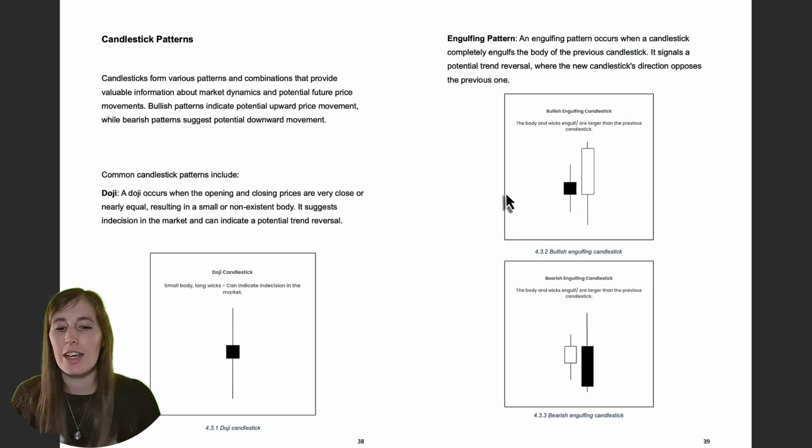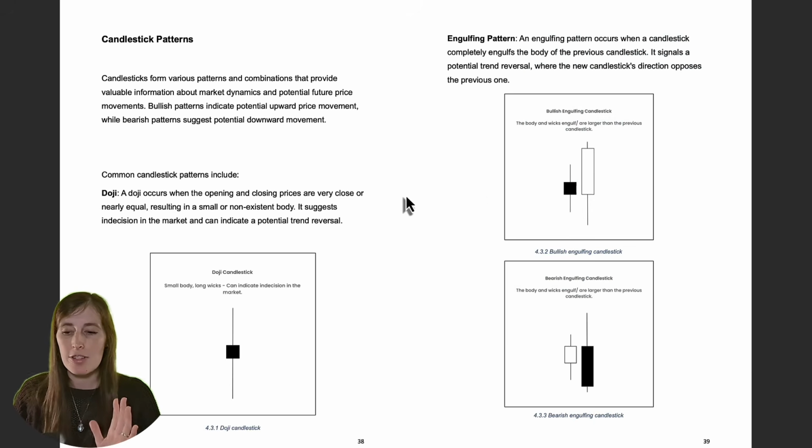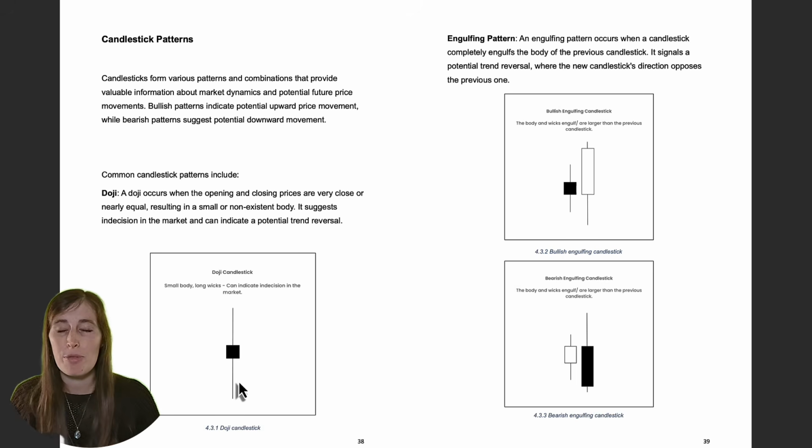I have a section here on candlestick patterns, and to start with, I'm talking about identifying the very simple candlestick patterns such as the doji candlestick, this one right here, which is usually a small body with a large upper and lower wick. This can usually represent indecision in the market. The market doesn't know whether it's going to go up or down.